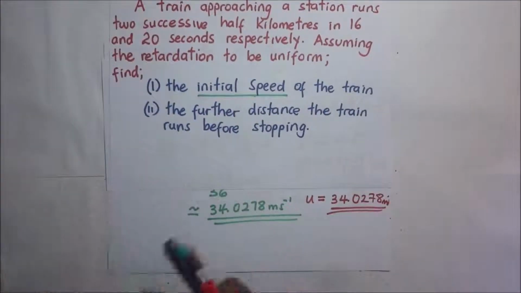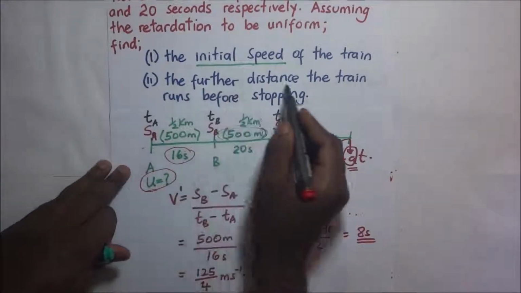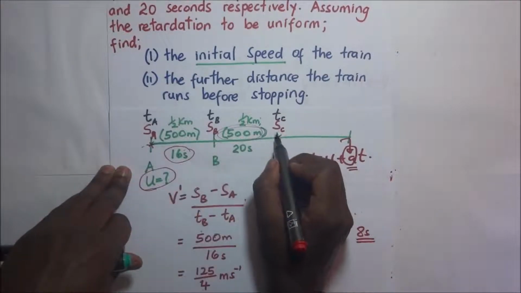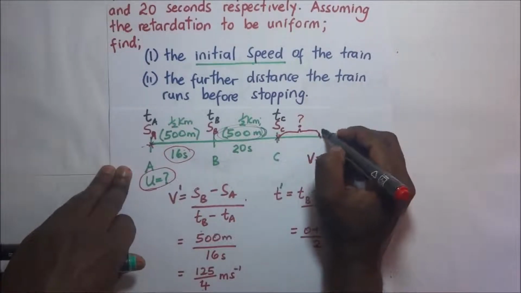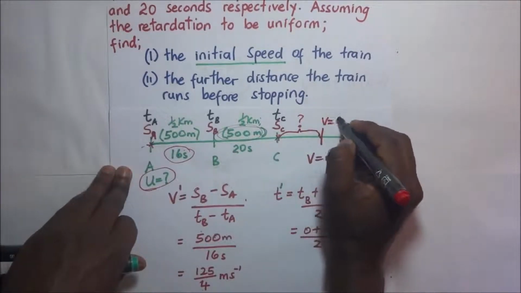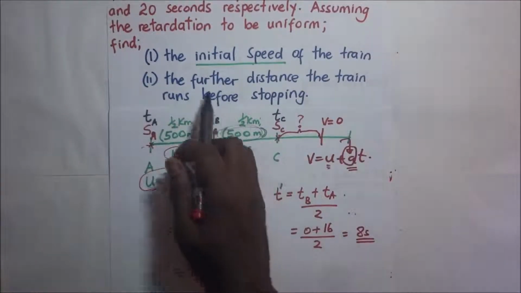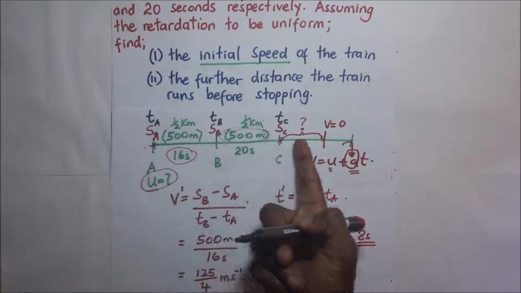We go ahead and find the second part of the question. They're asking us to find the further distance the train runs before stopping. Now we realize that this train has been retarding. So if this train has been retarding, we are trying to find the further distance the train runs before stopping. It has been running from this point, it has reached up to that point. Now how much further is it going to run to reach a point where its velocity is 0? Because when the final velocity is 0, that is when it stops. So what is this further distance? We are looking for this.